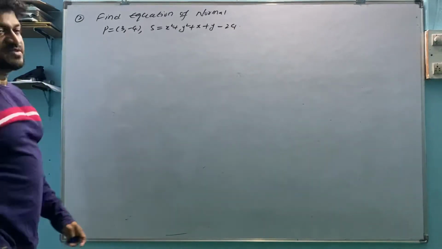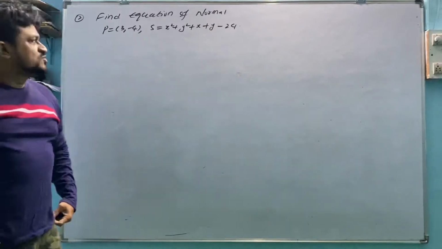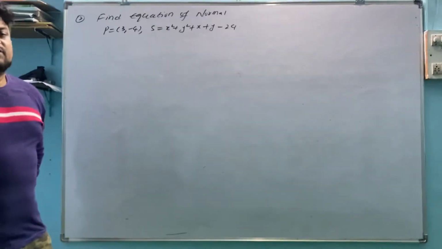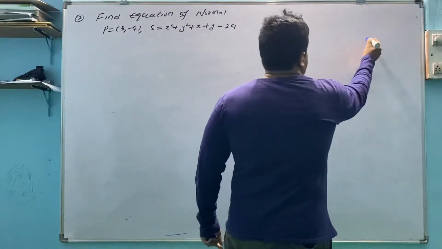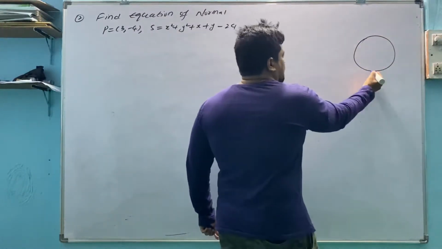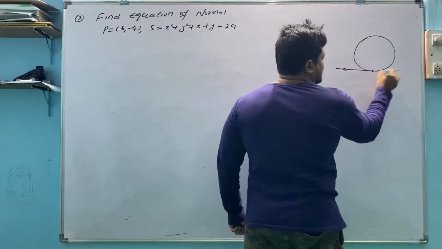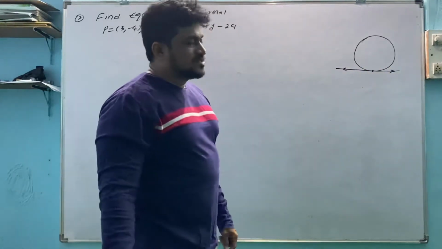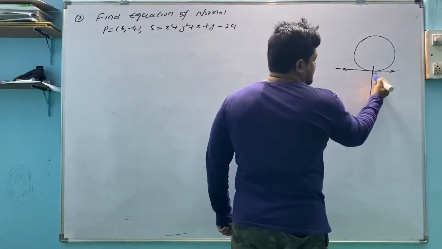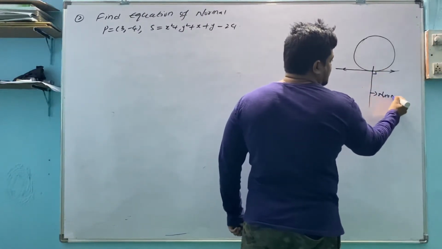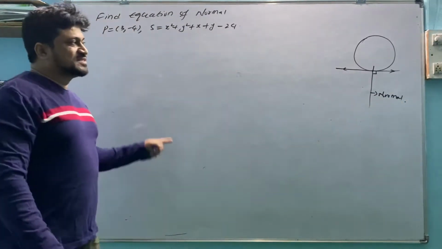See, sometimes the circle is given equal to 0, sometimes they do not give it equal to 0. So a point and circle are given, we need to find the equation of normal. What is normal? Suppose this is a circle and a point is given to you and a line is drawn to the point. This is tangent. What is normal? A line which is perpendicular to the tangent. This line is a normal. Normal is a line which is perpendicular to tangent.